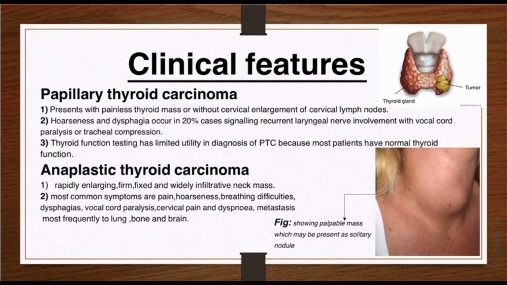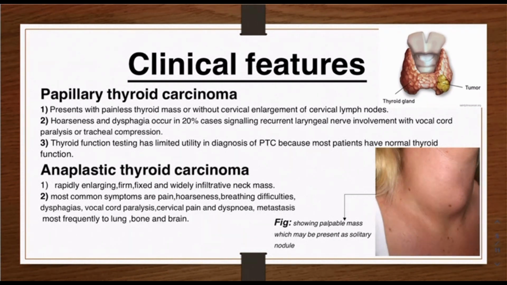Papillary thyroid carcinoma: the patient presents with painless thyroid mass. Hoarseness and dysphagia occur in 20% of the cases, signaling that the recurrent laryngeal nerve is involved. Thyroid function testing has limited utility in the diagnosis of PTC because most patients have normal thyroid function. Anaplastic thyroid carcinoma: here there is a rapidly enlarging, firm, fixed, and widely infiltrative neck mass, the most common symptoms being pain, breathing difficulties, dysphagia, cervical pain, and dyspnea, with metastasis most frequently to lung, bone, and brain.